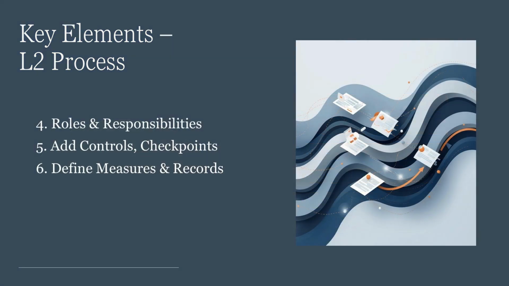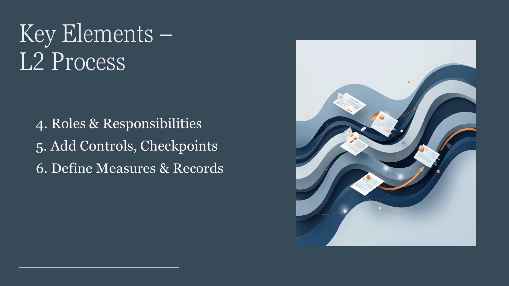The next element is define roles clearly. That is, who prepares, who reviews, who approves, and who verifies. You may use a simple RACI chart. Once you do this, you'll stop hearing, "I did not know it was my job," or "Who is the approver?" or "Whom should I reach?"